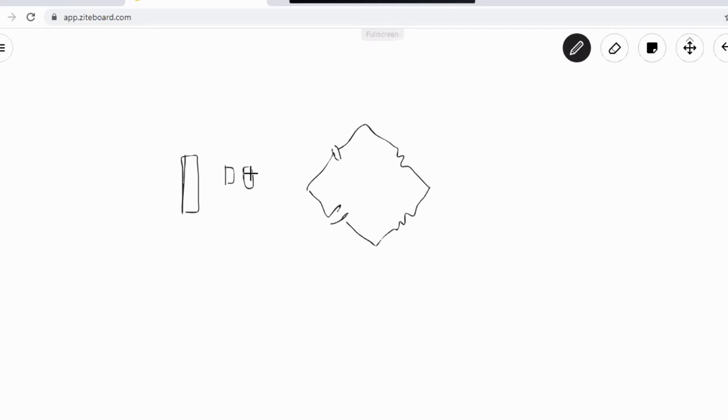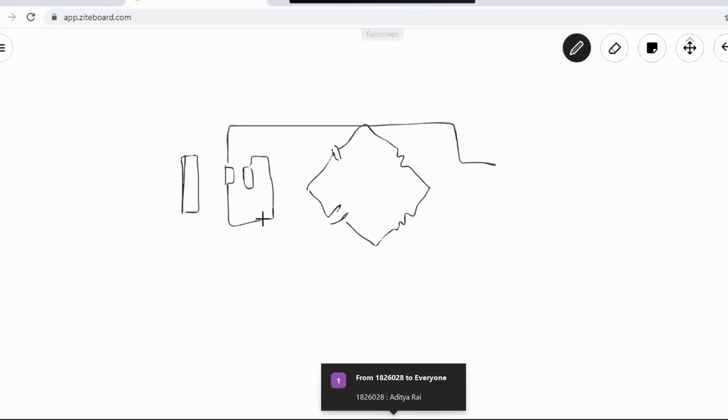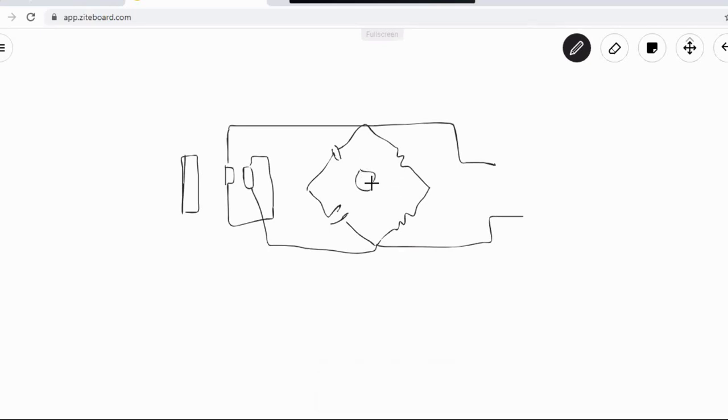These two coils have to be connected with these two capacitors, forming the two arms of the bridge. Suppose I'm connecting these two coils in parallel with the capacitors. From this line to this one, this is your detector, and this one is the ground. So the circuit looks like that.